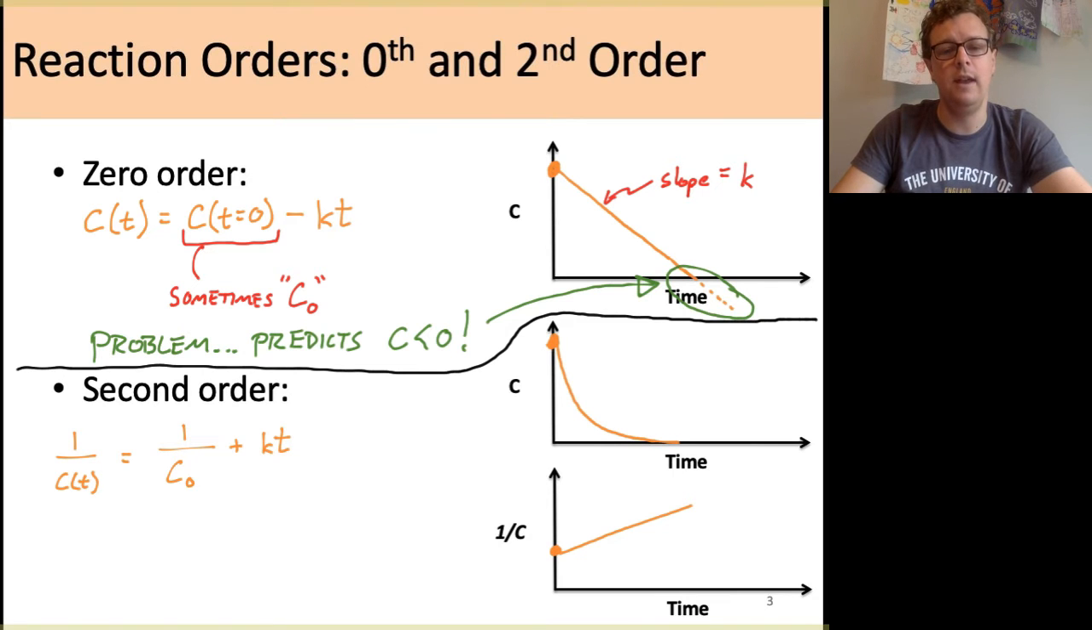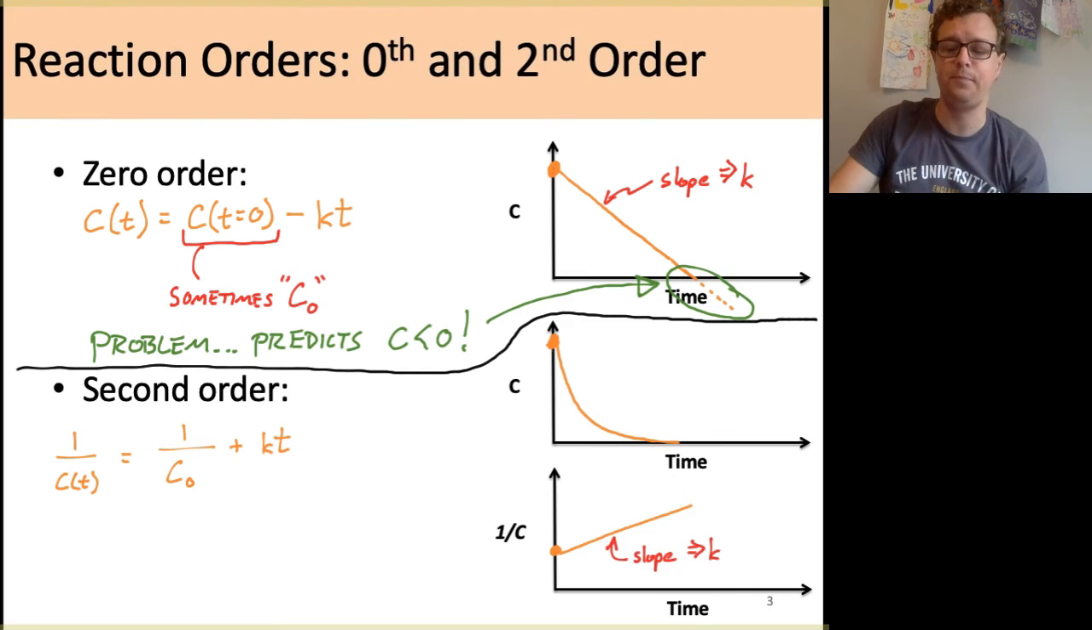Second order, on the other hand, might look something like this, where the concentration remaining is dropping rapidly. And actually, if we plot 1 over concentration, as shown in the bottom right panel, what we see is a nice linear fit. And so in this case, the slope of that 1 over concentration through time describes our reaction coefficient.